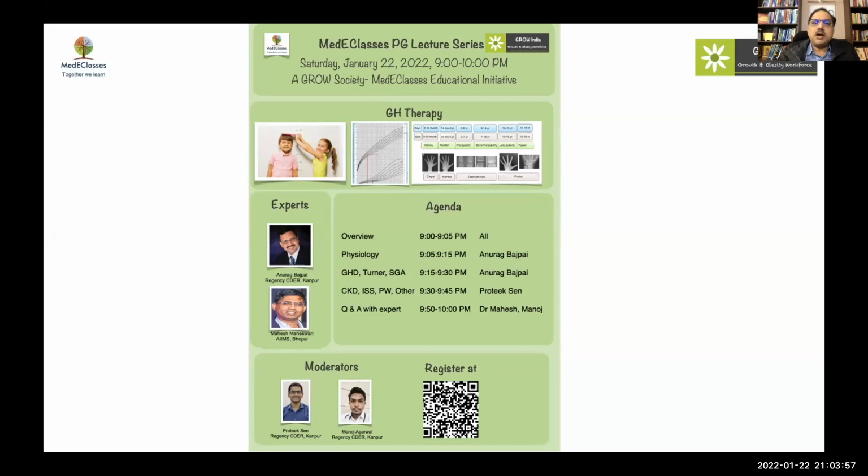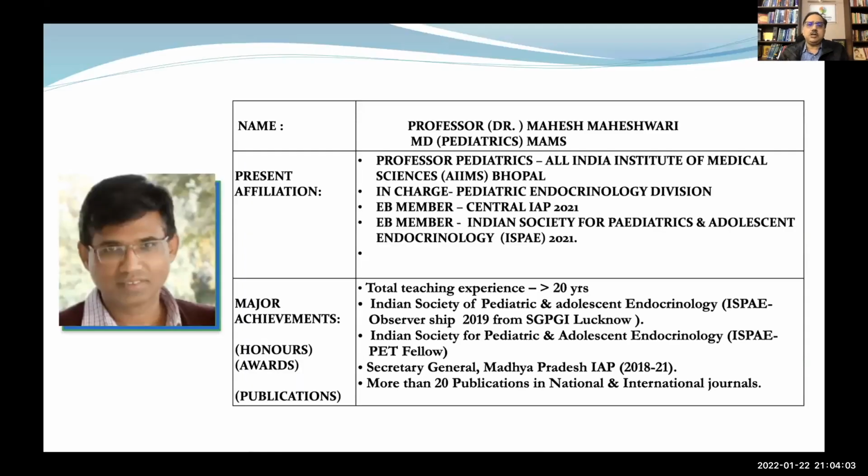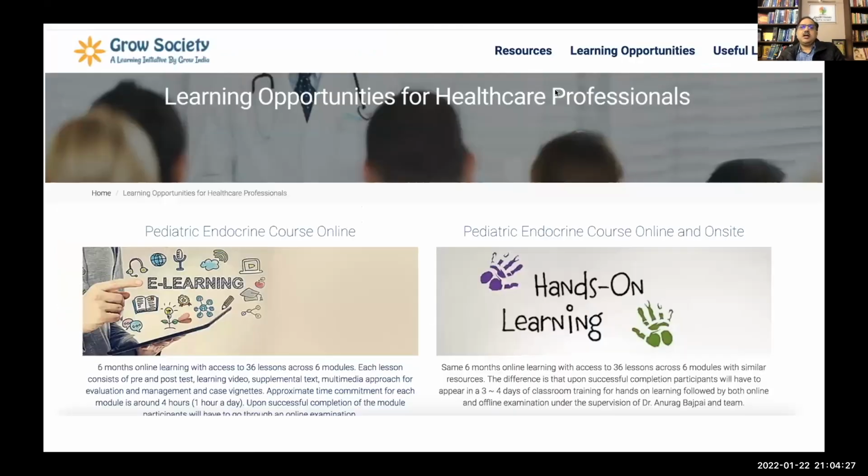This is part of the MedEClasses initiative towards increasing awareness about pediatric endocrinology among pediatricians and postgraduates. It's in fact an honor to introduce Professor Mahesh Maheshwari, Professor in Pediatrics at All India Institute of Medical Sciences, Bhopal. He was a colleague of mine at AIIMS around 20 years ago. He has done a lot of work in pediatric endocrinology and is part of both the Madhya Pradesh Indian Academy of Pediatrics as well as the central IAP.